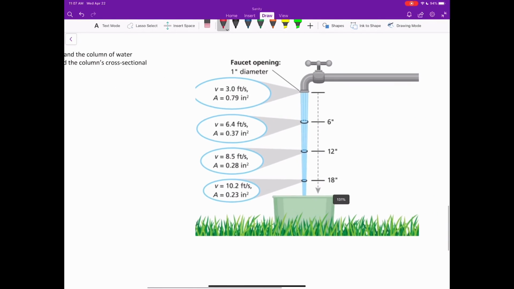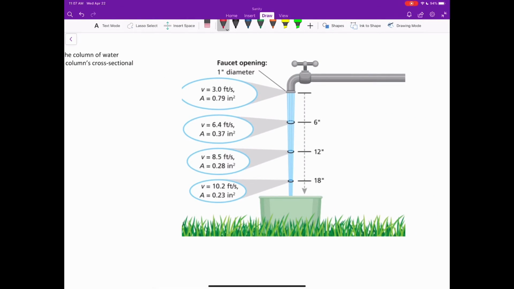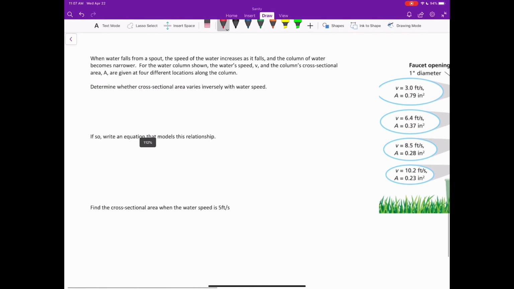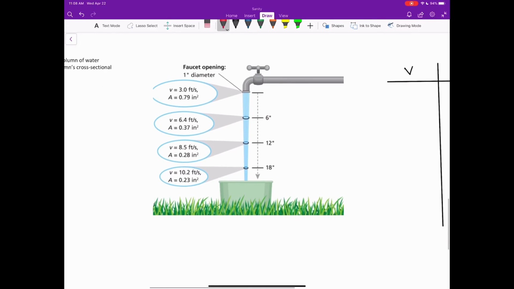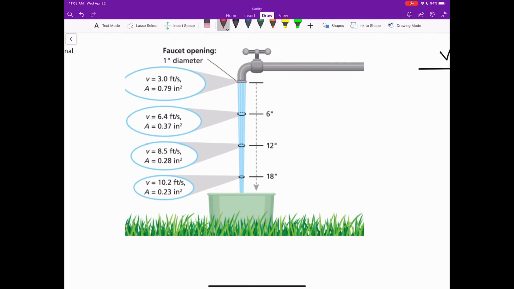I also have data points. Basically we're asking, does the cross-sectional area vary inversely with water speed? And water speed is represented as velocity, right? Over here, I have data at 4 spots in my water draining out of the faucet. I have a point with a velocity of 3 feet per second and an area of 0.75 inches squared.